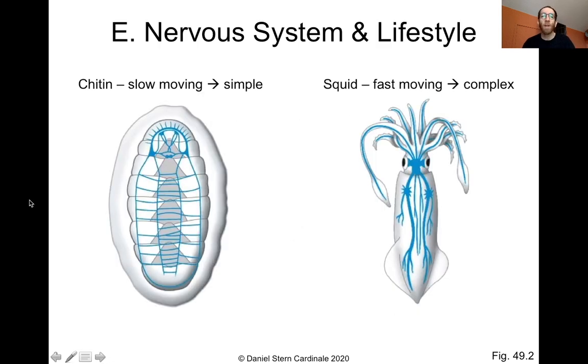The last thing I want to mention in this section is how the nervous system structure is related to the lifestyle of the organism. So far, we've seen how the nervous system structure is related to the morphology and the complexity of the body, but the nervous system structure is also a function of the complexity of the lifestyle. And to see how nervous system complexity is a function of lifestyle, we can look at two different groups of mollusks. So on the left here, we have a group of mollusks called the chitons.